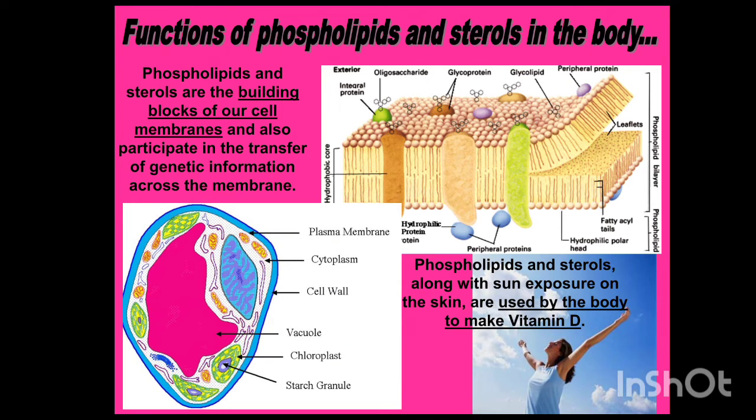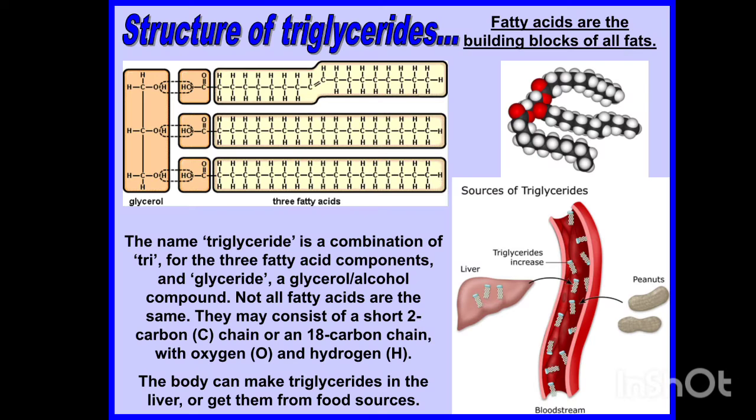Now, function of phospholipids and sterols in the body. Okay, phospholipids and sterols are the building blocks of our cell membrane and also participate in the transfer of genetic information across the membrane. Phospholipids and sterols, along with sun exposure on the skin, are used by the body to make vitamin D. That's why phospholipids and sterols are very important.